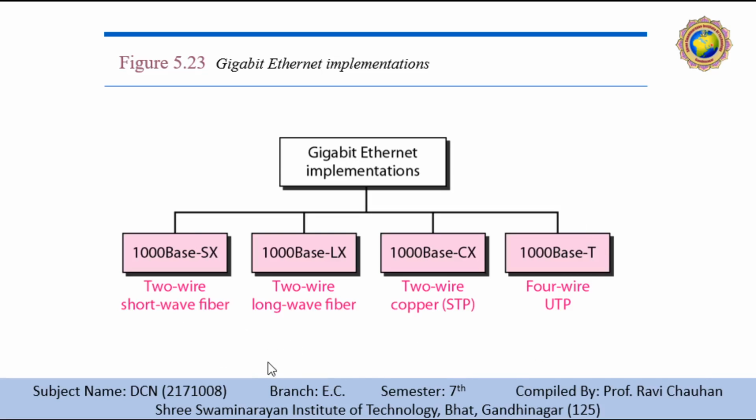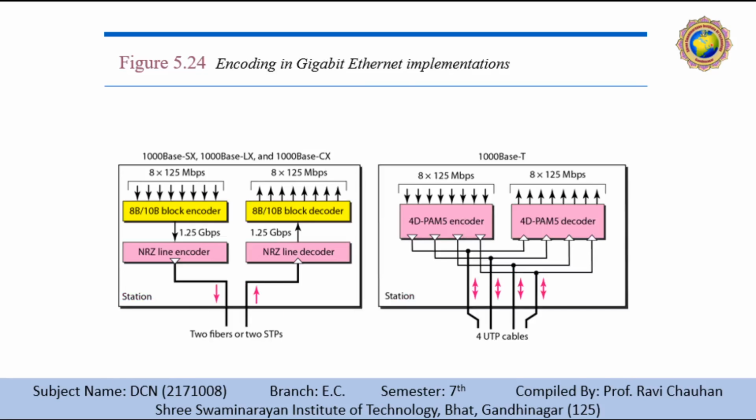1000Base-T was designed in response to those users who had already installed wiring for other purposes such as fast Ethernet or telephone service. So what is the encoding used in this gigabit Ethernet?